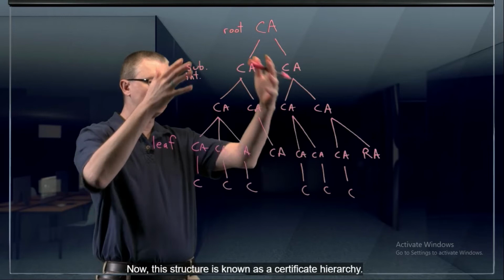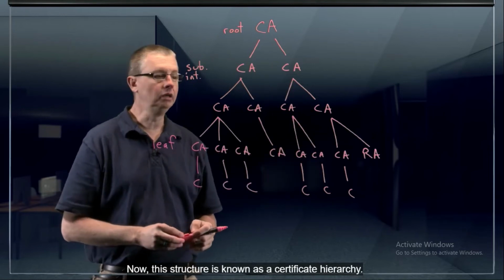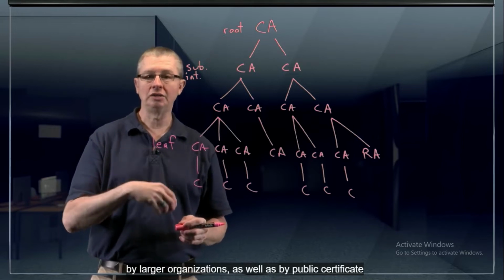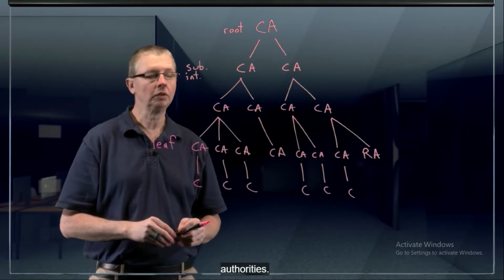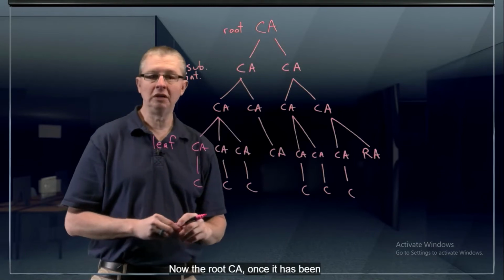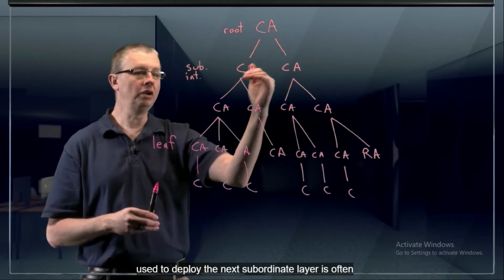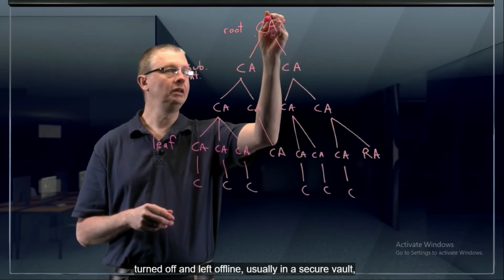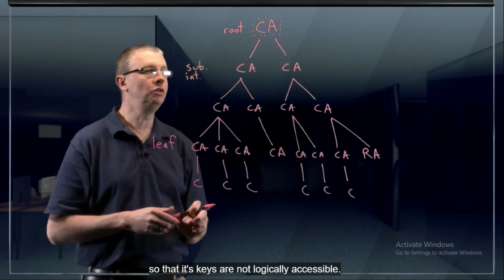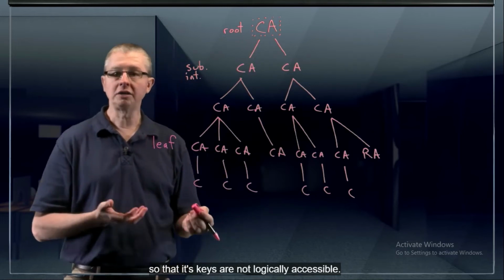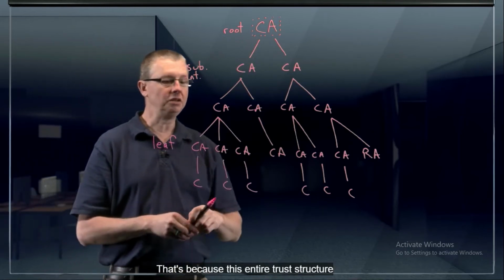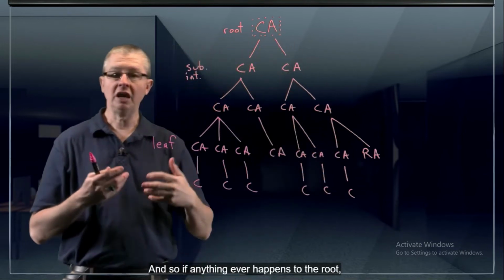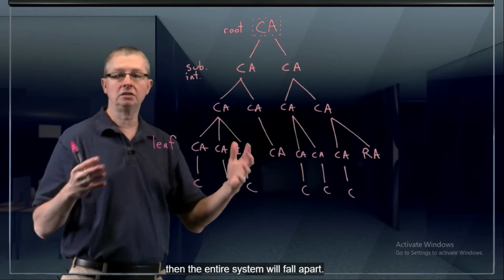Now, this structure is known as a certificate hierarchy. This is a very common structure to be used by larger organizations as well as by public certificate authorities. Now, the root CA, once it has been used to deploy the next subordinate layer, is often turned off and left offline, usually in a secure vault, so that its keys are not logically accessible. That's because this entire trust structure is dependent upon the root itself. And so if anything ever happens to the root, then the entire system will fall apart.